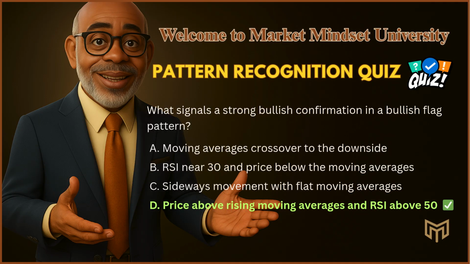The correct answer is D, price above rising moving averages and RSI above 50. When price remains above rising moving averages while RSI holds above 50, traders often interpret this as bullish momentum supporting the flag pattern. This combination may signal trend continuation and increasing buyer strength.